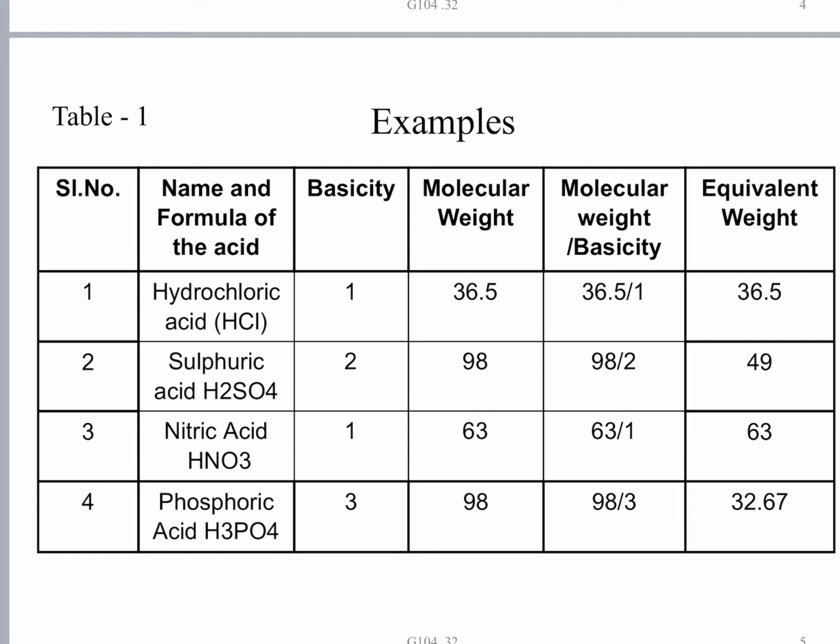So we have seen how the equivalent weight of an acid is defined: it's the ratio of the molecular weight of the acid to its basicity. We have also seen what basicity is, the basicity of different acids, and how to calculate the equivalent weight. We have seen this by taking 4 examples: HCl, H2SO4, HNO3 and H3PO4. You must have learned how to calculate the equivalent weight of a given acid.